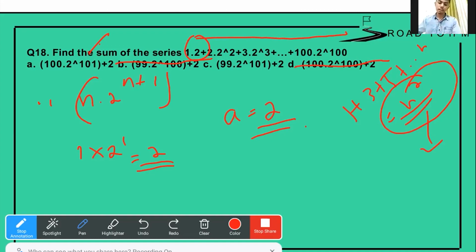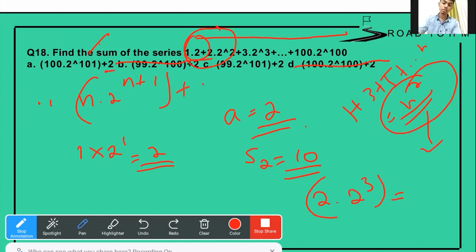Let's take 2 terms then. 2, 4, 8. 8 plus 2 is 10. So S2 is 10. Let's see if this general formula works. 2 multiplied by... it works. No, it doesn't work. If you look at it, the plus 2 also exists, so that might be the reason why option A seemed to work. Either way, 8, 16, 18. So that means option A is not the answer.